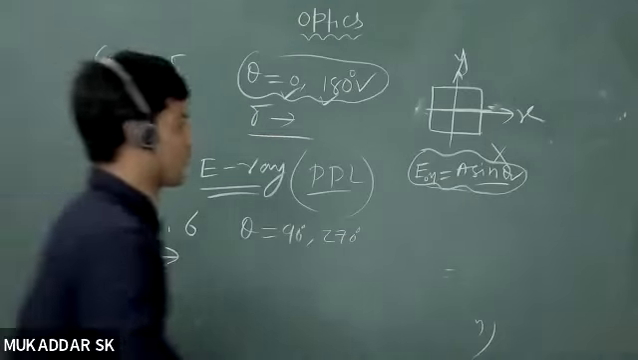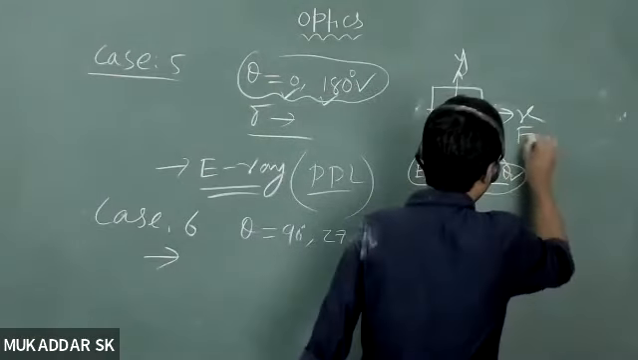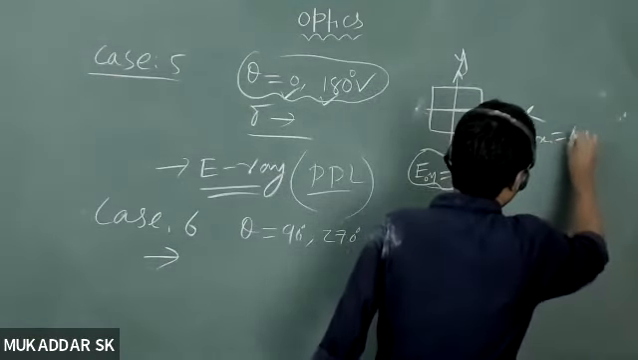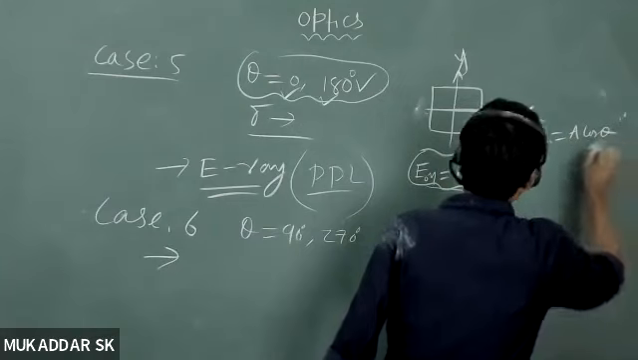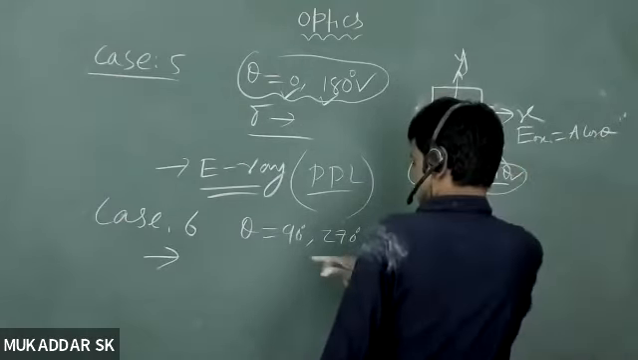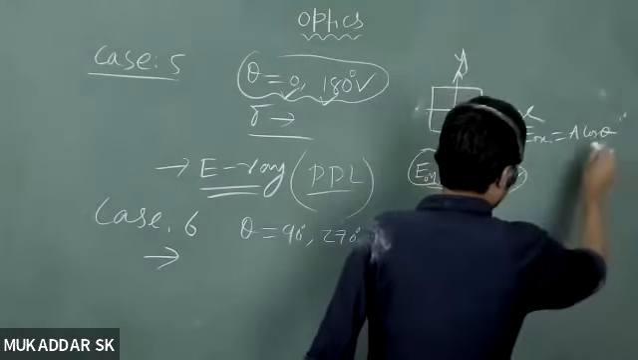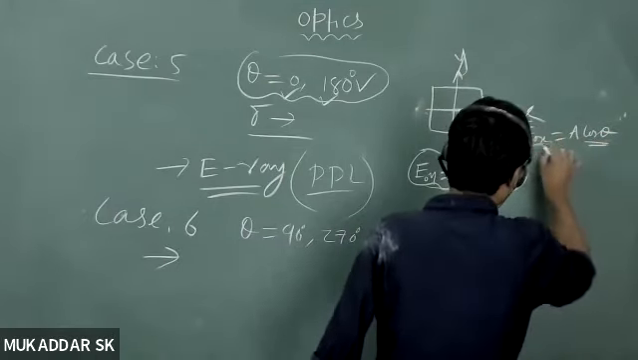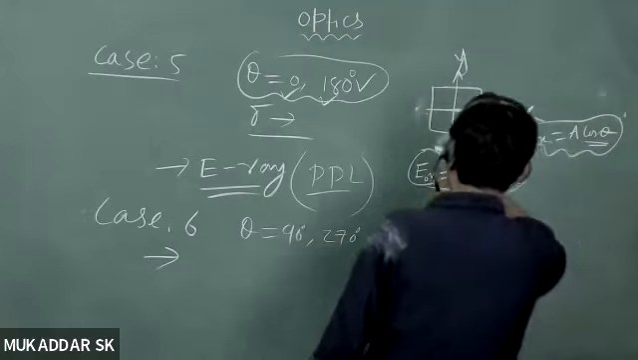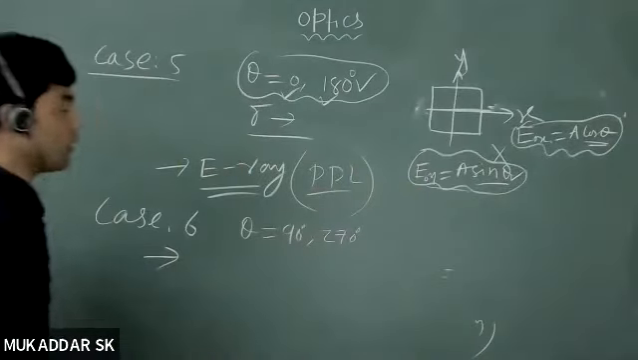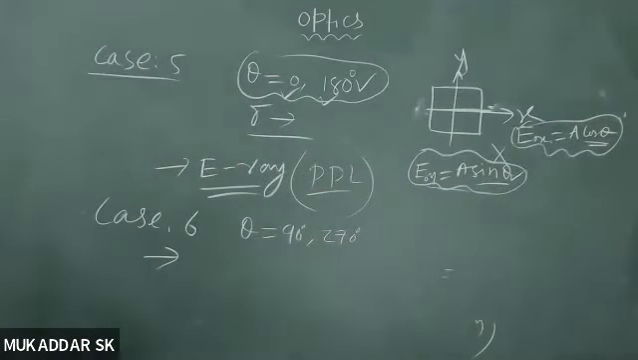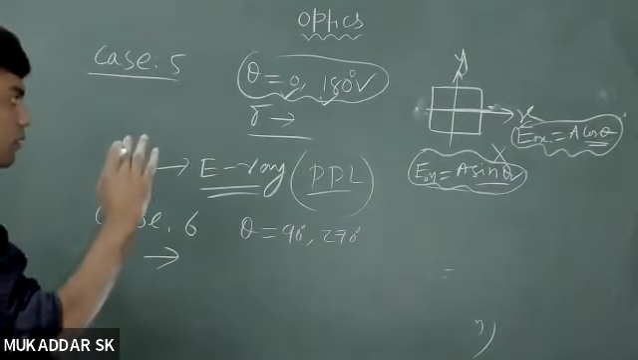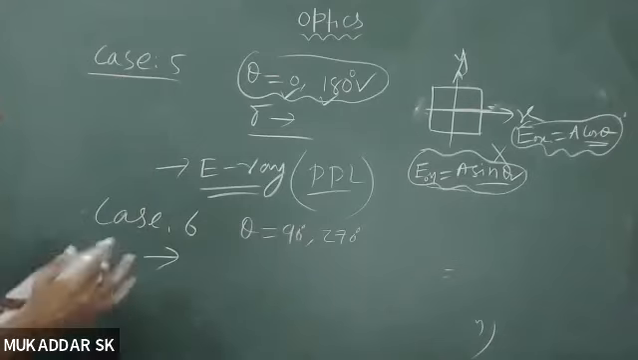Because we know the amplitude of the E ray is how much? A cosine of theta. And in that case, theta is how much? Either 90 degree or 270 degree. So cosine 90 is how much? So you will not get any E ray here for this case. You will have only one incident ray, that is the O ray, and it is traveling throughout this crystal. So there is no superposition here.